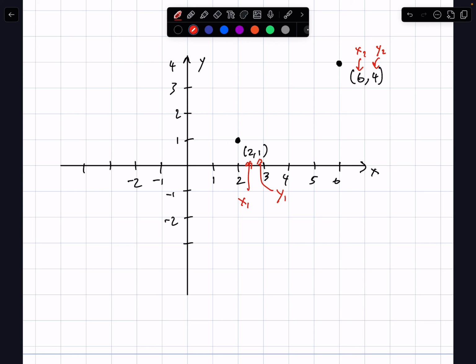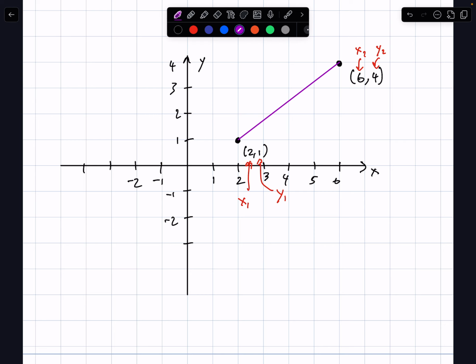Okay, so what I'm curious about knowing is, what is this distance from point 1 to point 2? And the shortest distance is a straight line, right? So what I'm asking for is, what is that purple line? How long is that purple line? And how would you figure it out?